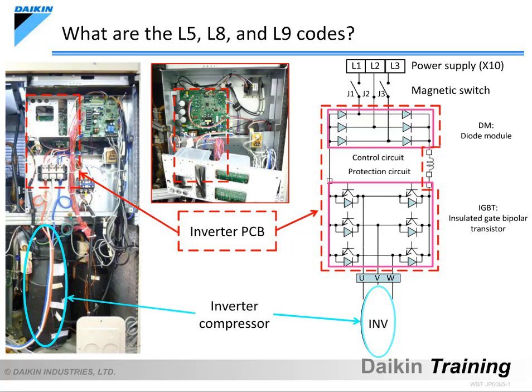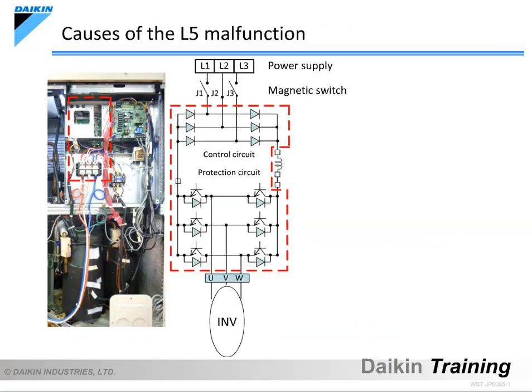The L5, L8 and L9 codes are displayed on the remote controller when the protection circuit in the inverter PCB detects that a problem has occurred in the inverter PCB or inverter compressor. From the following page, we will learn the details of the L5, L8 and L9 malfunctions. Now, let's look at the causes of the L5 malfunction.